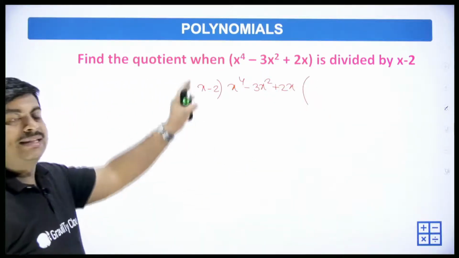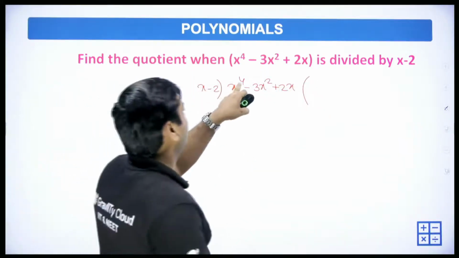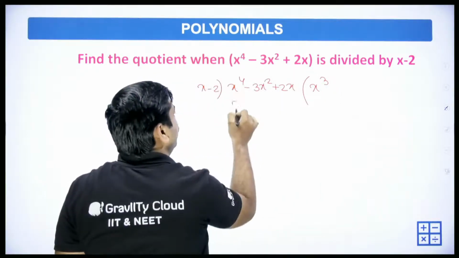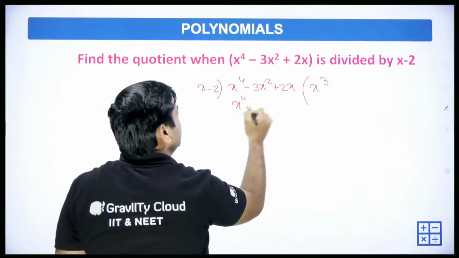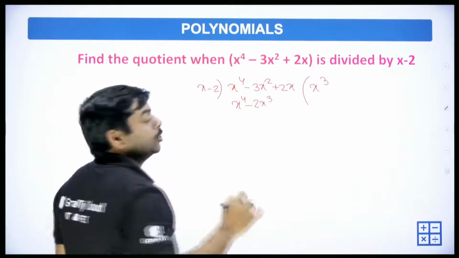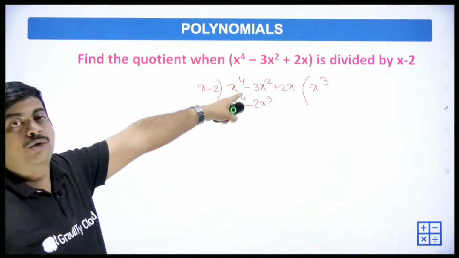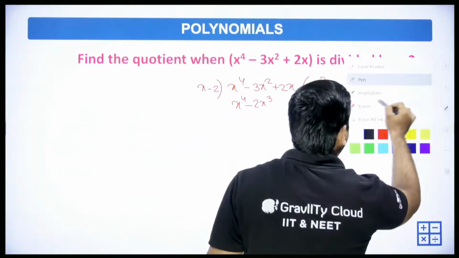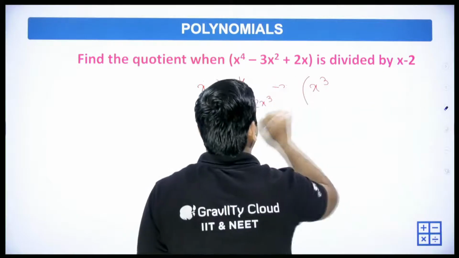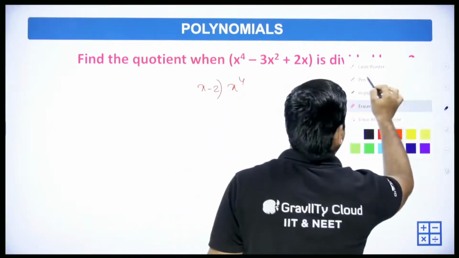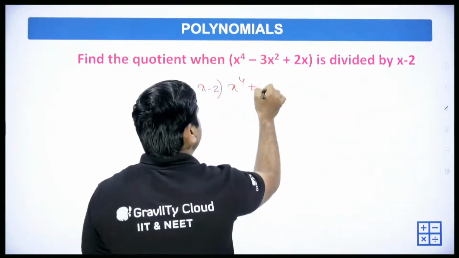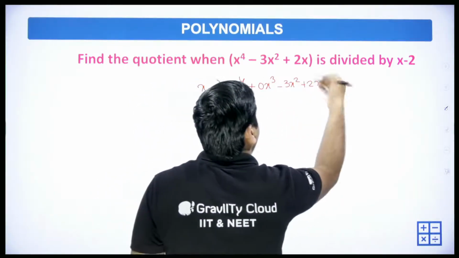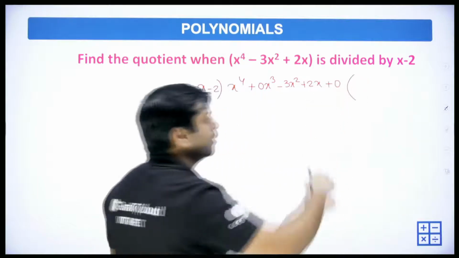So we can start with x cube, because it's x power 4. X into x cube is x power 4, minus 2 into x cube is minus 2x cube. But you should be very careful. We don't have an x cube term. So let's try to erase that, and let's keep the x cube term so that you don't get confused. Okay, let me write it properly. x power 4 plus 0x cube minus 3x square plus 2x and no constant, plus 0.